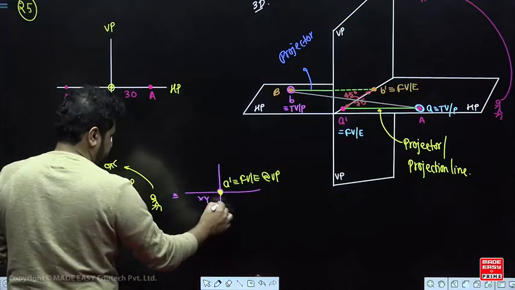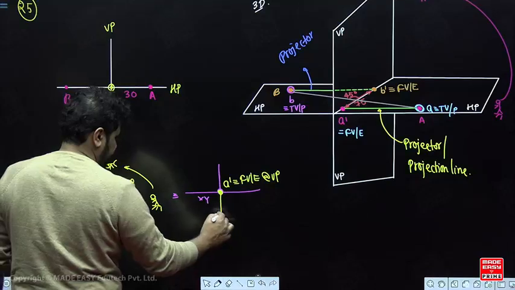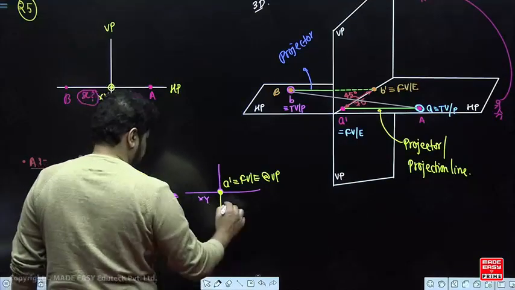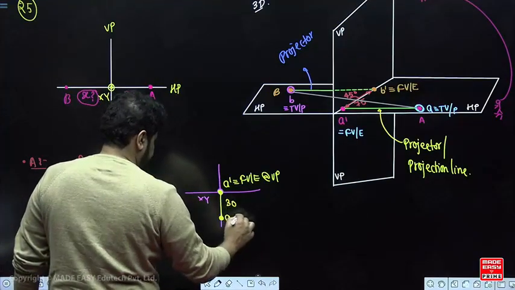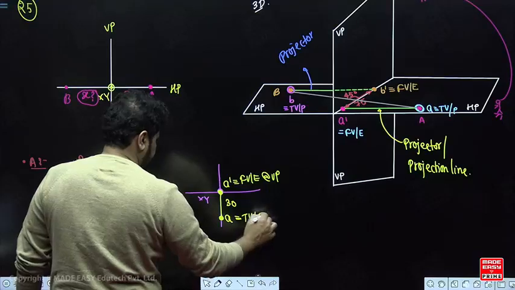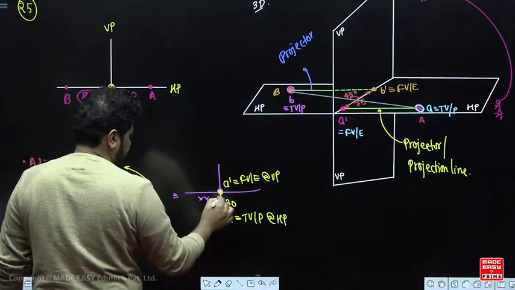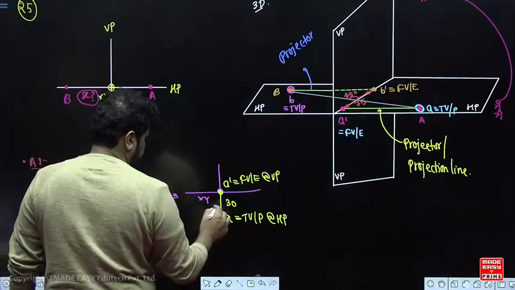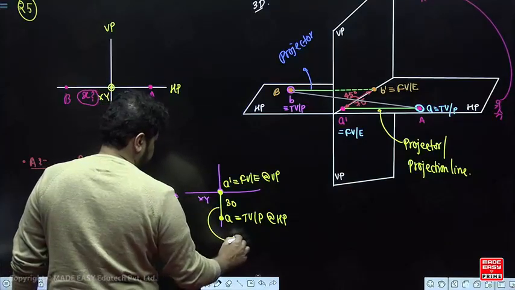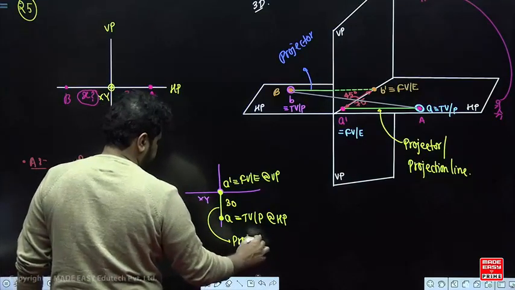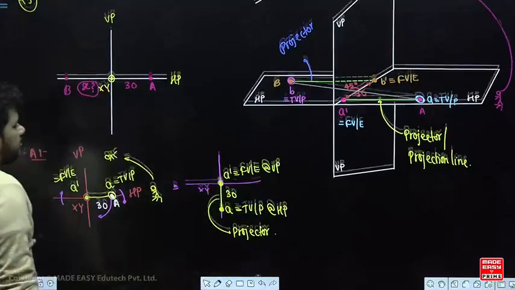And where is A? A is here, this is A, right, and this distance is 30. This is the top view or plan where you will get at HP, right. So this 30 line, this is called as projector, correct. So this is basically called as projector.